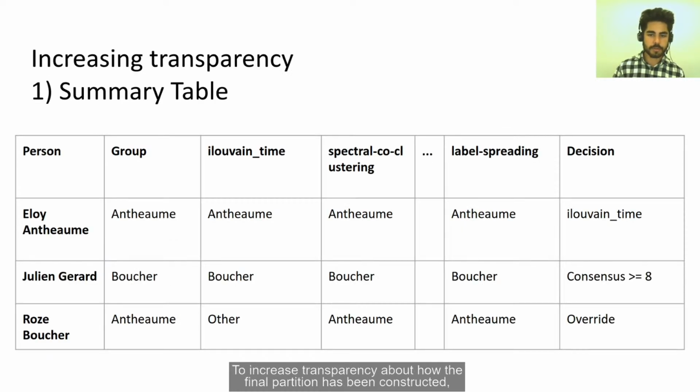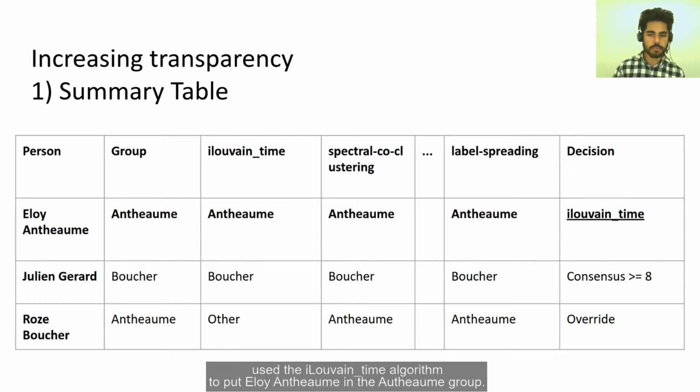To increase transparency about how the final partition has been constructed, a summary table and reports are generated at the end of the process. For each person, we see the consolidated label along with the labels produced by the list of algorithms and what the decision was. Here is a sample of the summary table of the first case study. The rightmost column shows that the user used the Louvain time algorithm to put Eloy Antome in the Antome group.